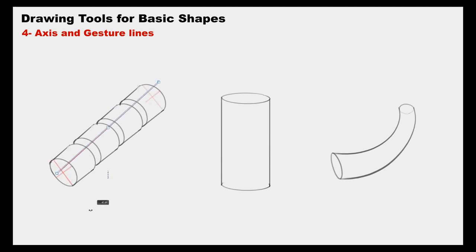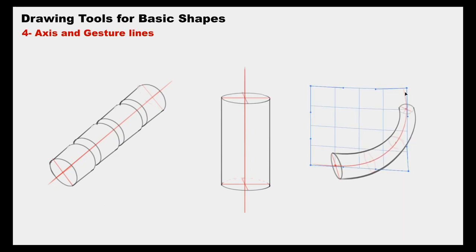Axes are the center line for the object as a whole, instead of each face. It shows the orientation of the object in perspective. It helps with aligning up the basic shapes parts into each other. The gesture line, on the other hand, has the same function but with the addition of showing movement as well as orientation. Axes are usually used for the mechanical object while gestures are used for organic ones.